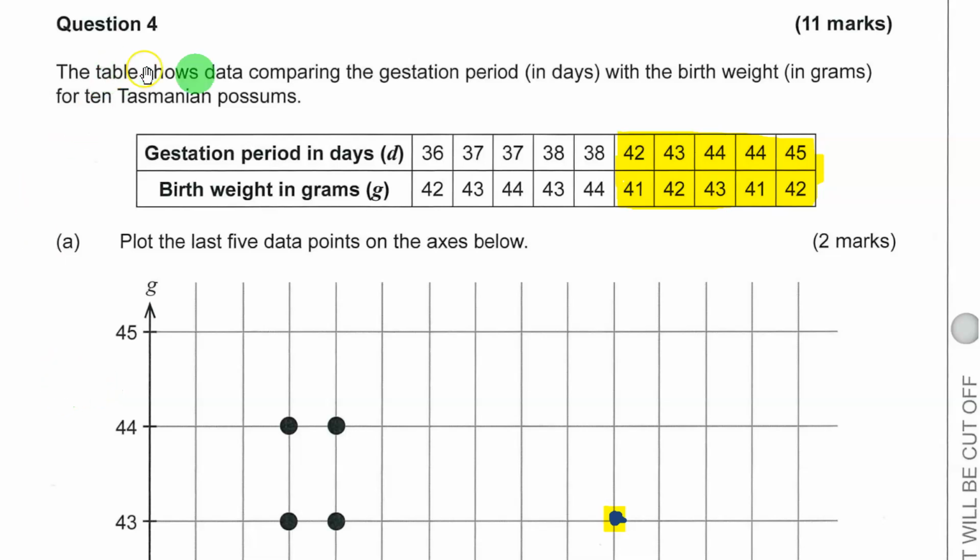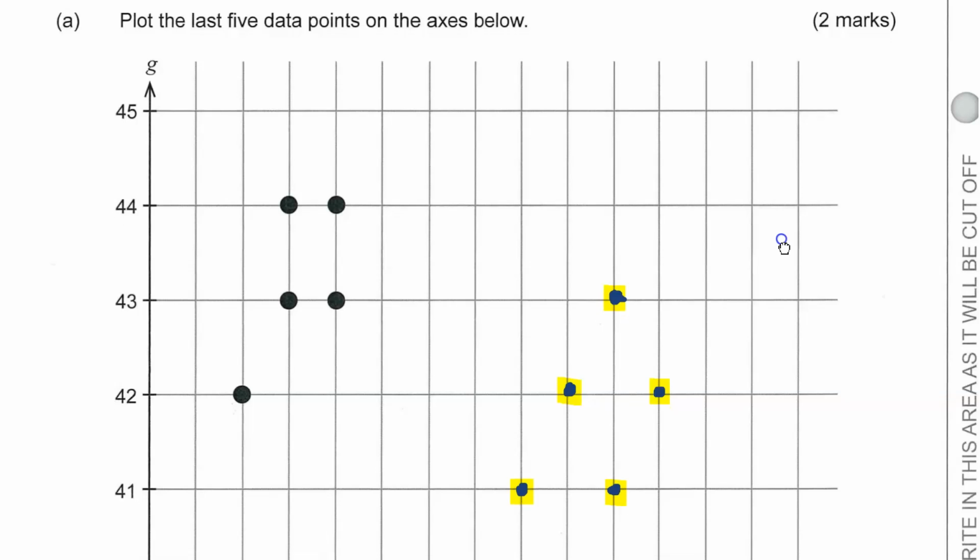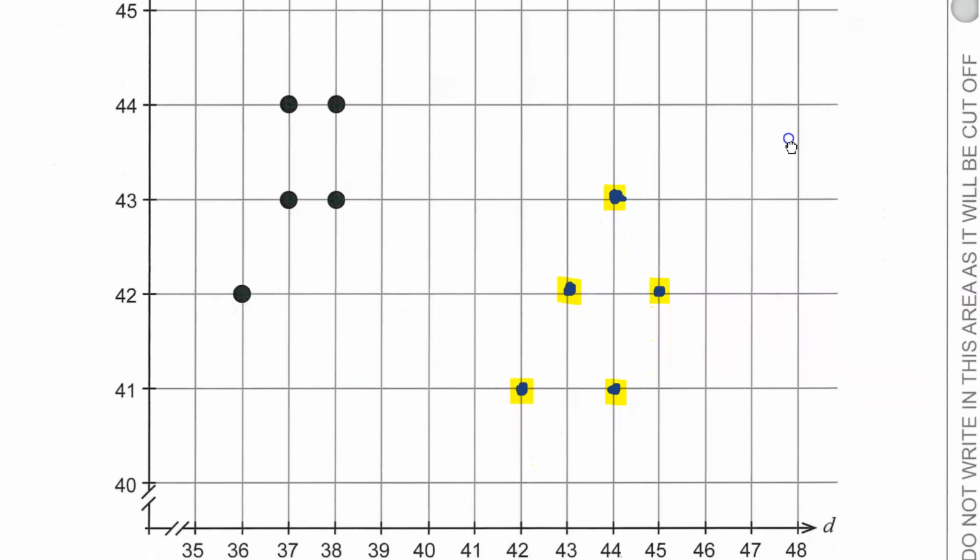Question 4. So now we're looking at association and numerical data, so some bivariate data analysis. And the first 2 marks come from plotting the last 5 points in the table here. So let me slide up and here's my bit of graph paper.